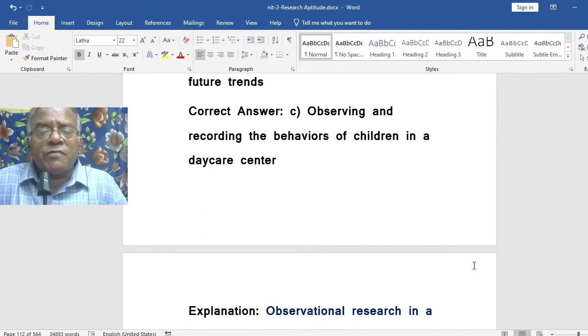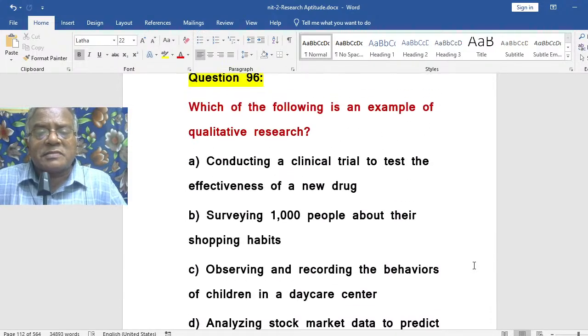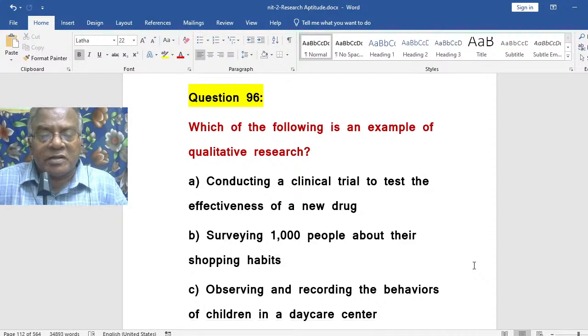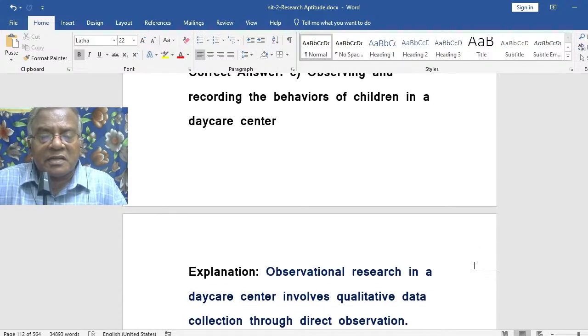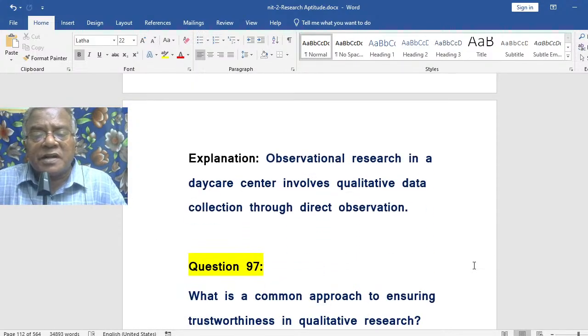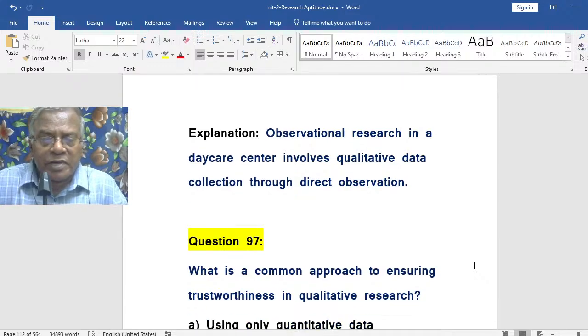That is observing and recording the behaviors of children in a daycare center. That is an example of qualitative research. Observational research in a daycare center involves qualitative data collection through direct observation. So that is the idea here.